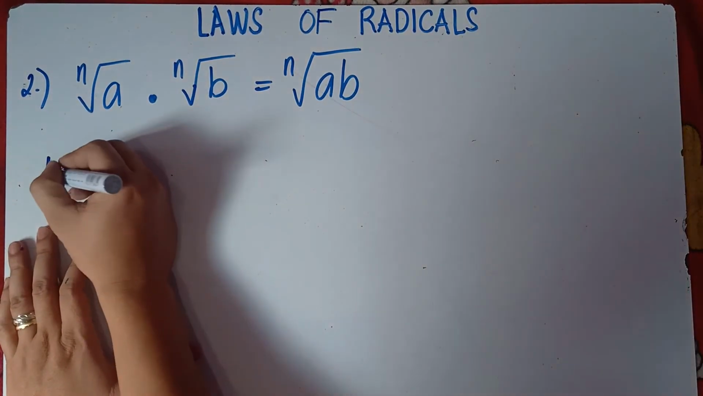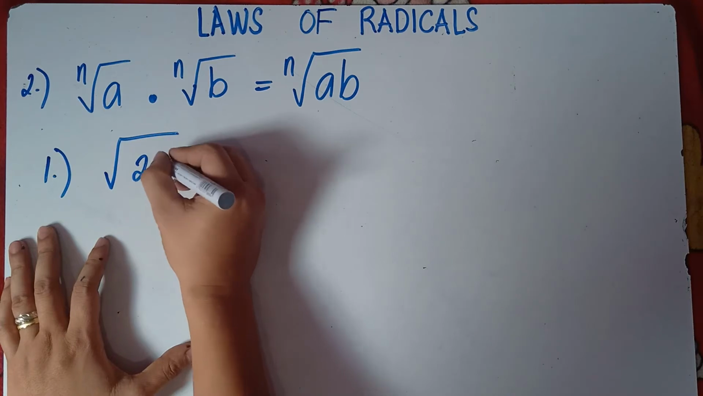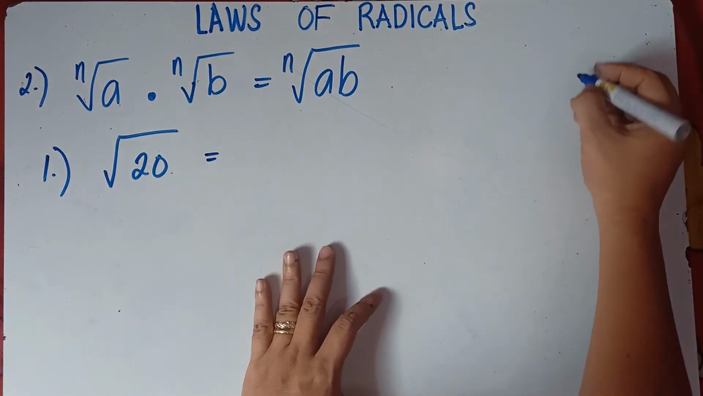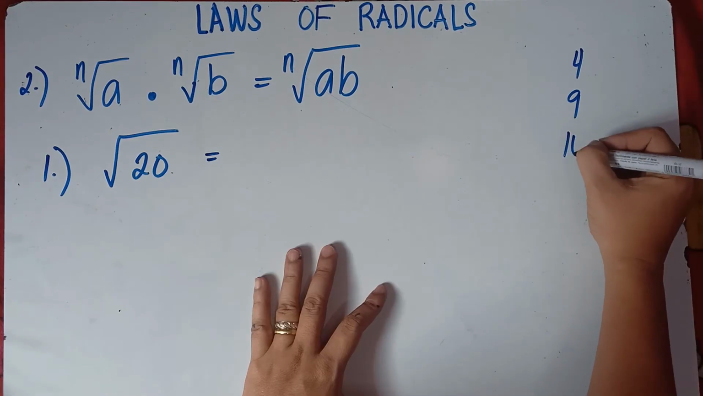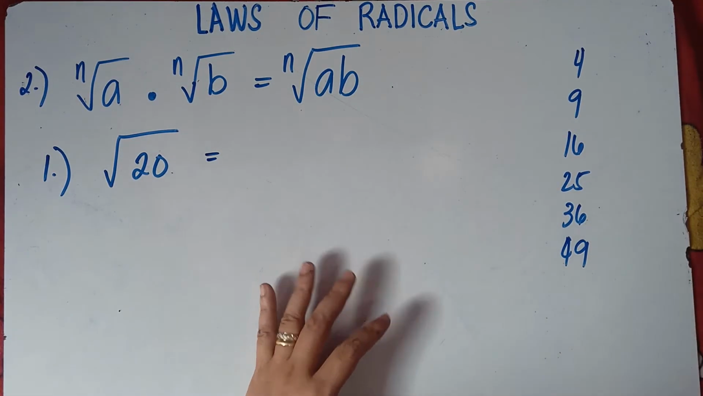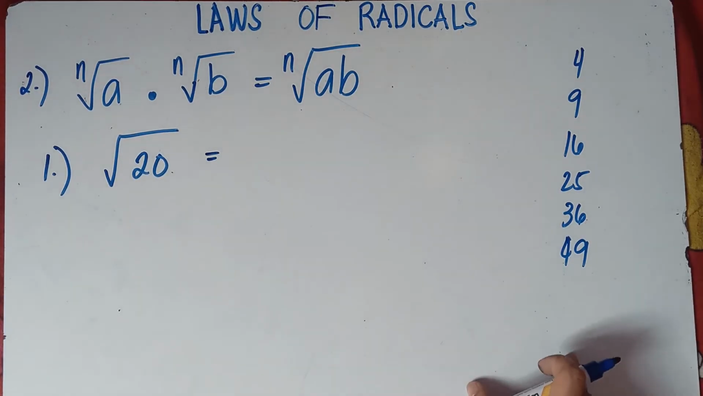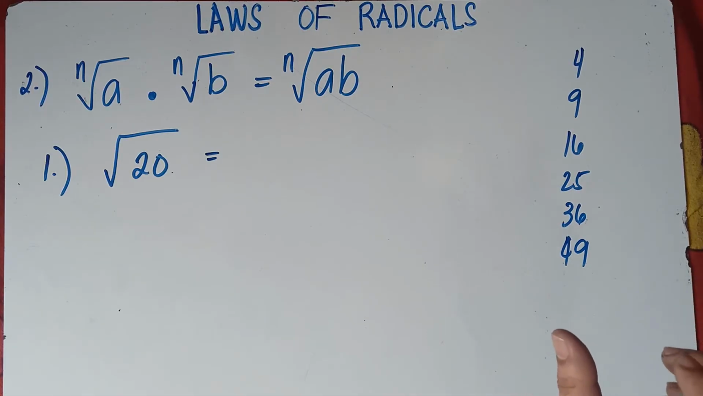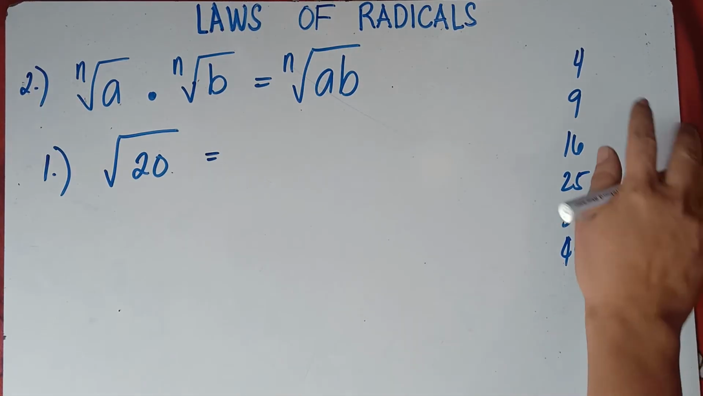So, example number 1, the square root of 20. To simplify this one, you think of two numbers where one number is a perfect square and the other is not. Do you still remember the perfect squares? We have 4, 9, 16, 25, 36, 49, and so on, right? These are perfect squares because when we get the square root of the number, our answer is a whole number. What would be the square root of 4, class?